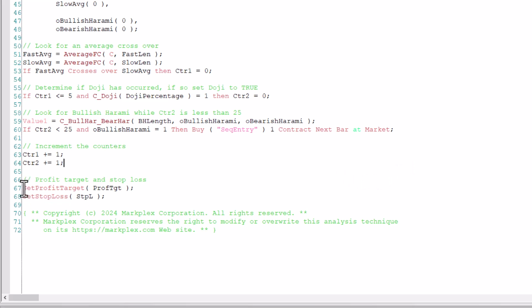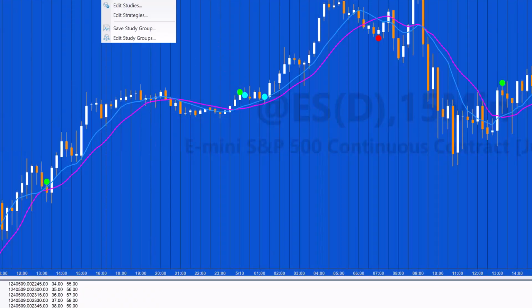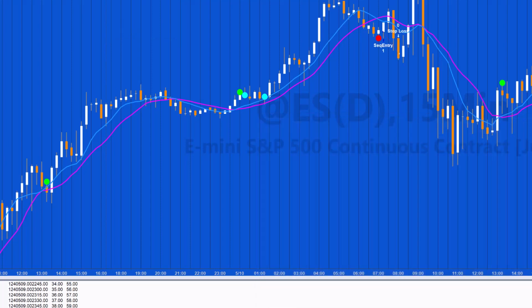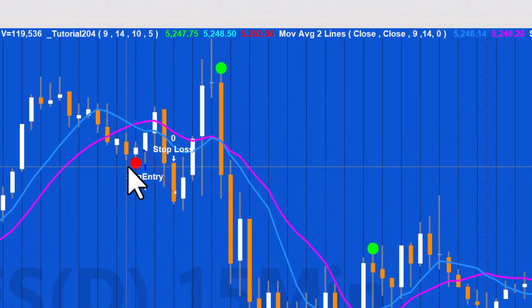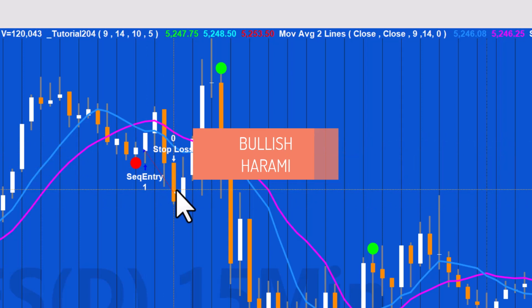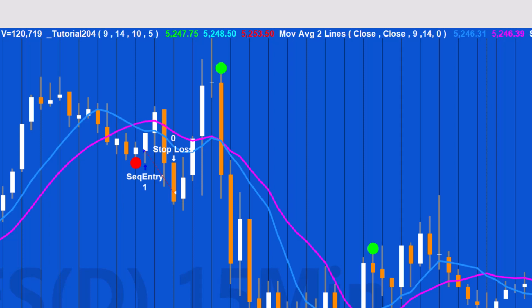In the strategy, I've also set the profit target and the stop loss, which enables us to get into some trades and then get out of them. If I go to the studies, to edit strategies, and turn on the strategy, set the status to on, then you'll see that we don't get the dots done by the show me study, but we get, after the bearish harami red dot, we then get into a trade, and that's stopped out a few bars later. So that is the technique. Hope it might be useful for you.